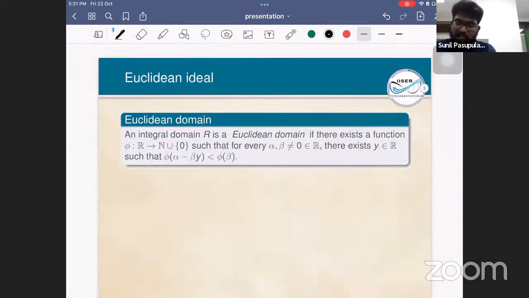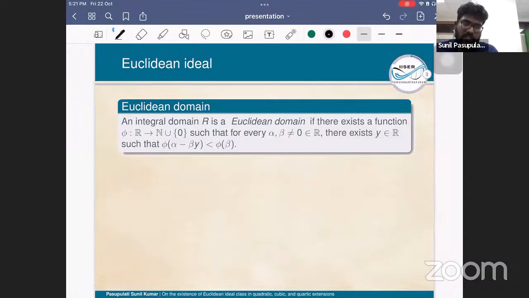Actually, a Euclidean ideal is a generalization of a Euclidean domain, so let's first see the definition of a Euclidean domain. An integral domain R is said to be a Euclidean domain if there exists a function phi from R to the natural numbers union 0, such that for every alpha and non-zero beta, there exists a y belonging to R, the ring R, not the real numbers, such that phi of alpha minus beta y is less than or equal to phi of beta.